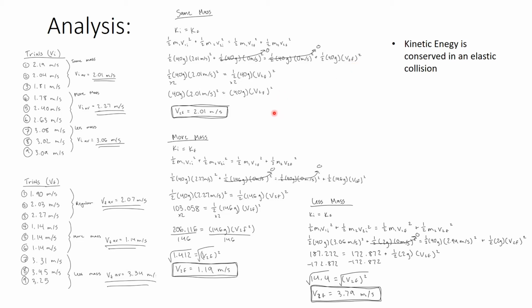And for the ball with the same mass, I found a final velocity of 2.01 meters per second, which is pretty close to the average I found from the graph of 2.07 meters per second. And for the ball with more mass, I got a final velocity of 1.19 meters per second, which is pretty close to 1.14 meters per second. And then with the ball with less mass, I got a final velocity of 3.79 meters per second, which is also very close to 3.34 meters per second.